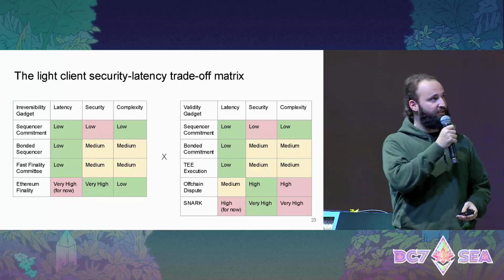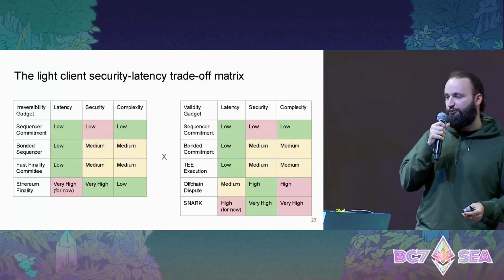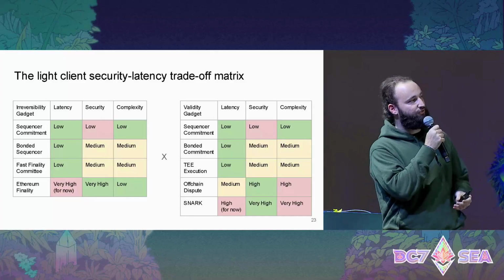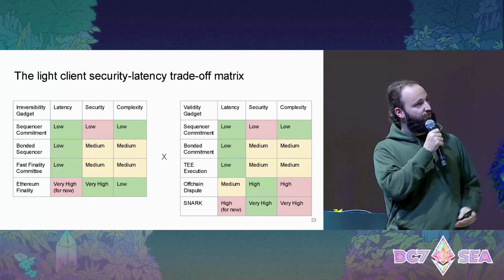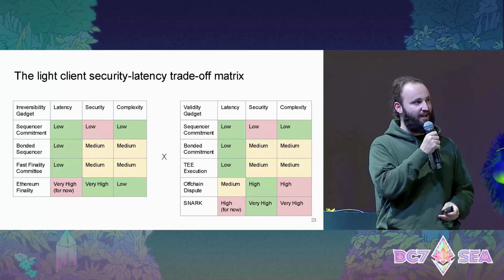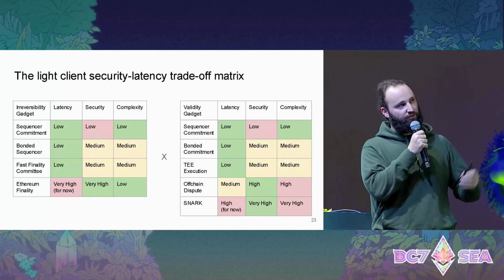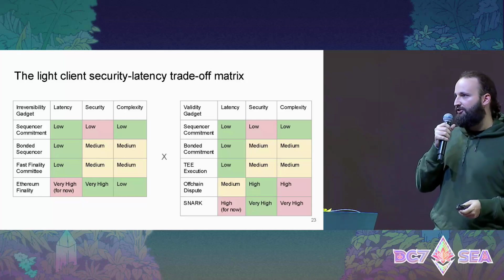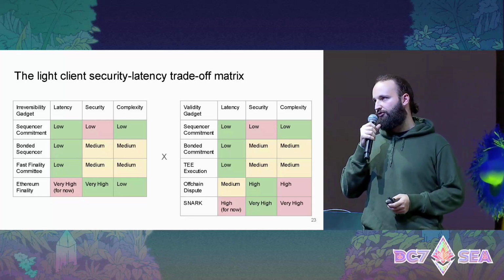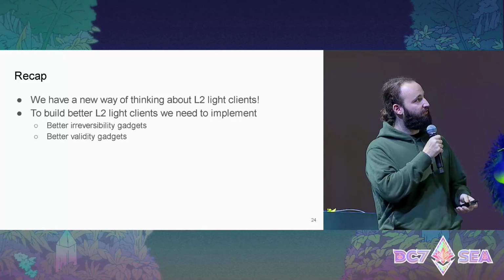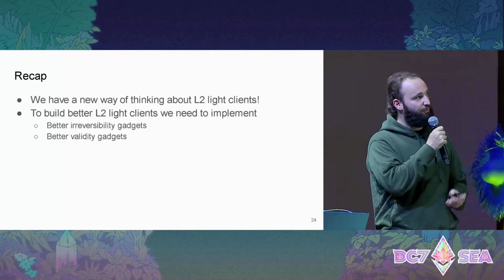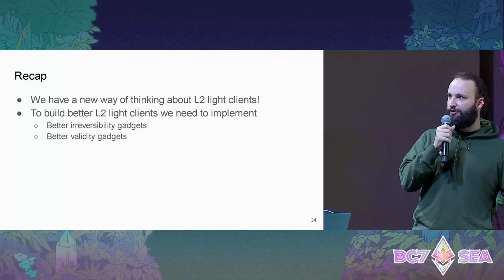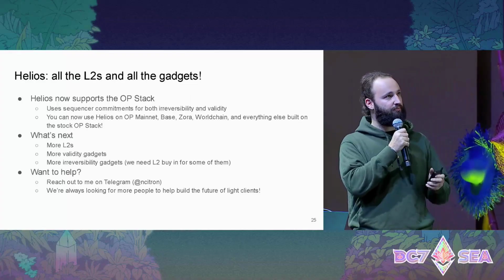So now with these irreversibility gadgets and validity gadgets done, we get this really nice light client security-latency trade-off matrix for L2s. We have all of these irreversibility gadgets and all of these validity gadgets, and you get to pick one from each and design a light client that works for your use case. So to recap, we have a new way of thinking about L2 light clients. And to build better L2 light clients, we just need better irreversibility gadgets and better validity gadgets.